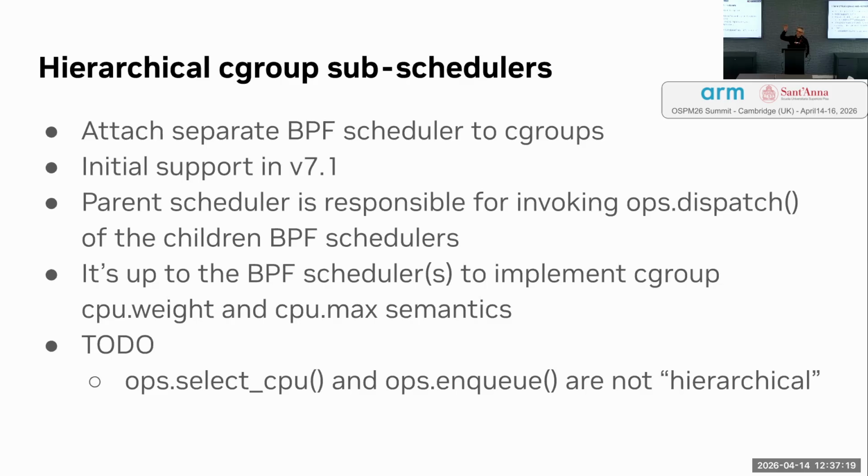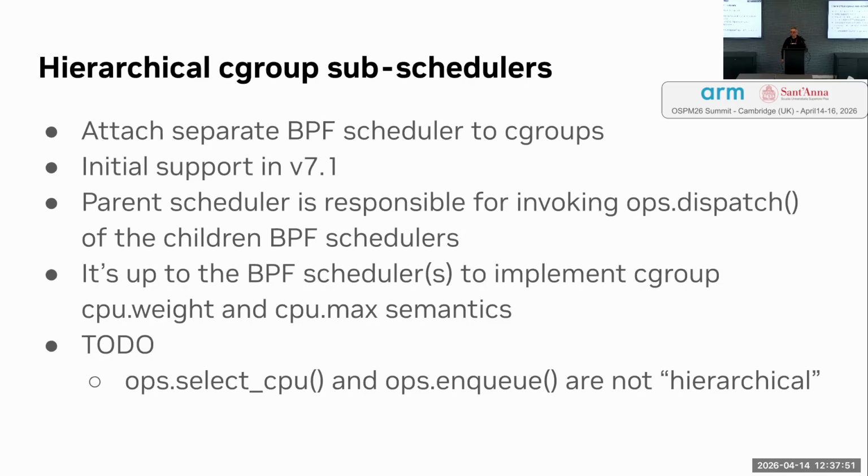It's still a prototype or some groundwork, meaning that it's up to the parent scheduler to invoke ops dispatch of the children. Ops dispatch is the callback that is invoked when a CPU becomes available. It's a pre-balance, essentially. The thing is, your BPF scheduler needs to implement a couple of callbacks. One is when you attach a sub-cgroup. The other one is when you detach that.